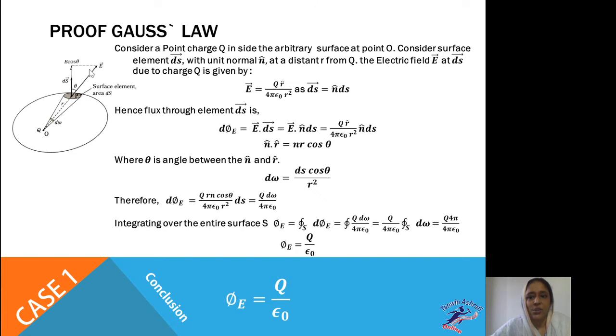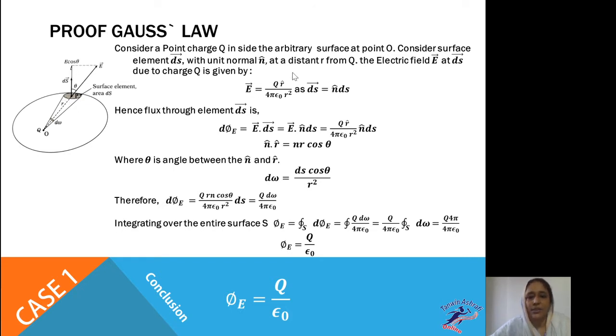Now we will find the electrostatic field coming out of this surface area ds due to the charge Q, given by E equal to 1 upon 4 pi epsilon naught, Q by r square, as we know, and ds is nothing but n cap ds.